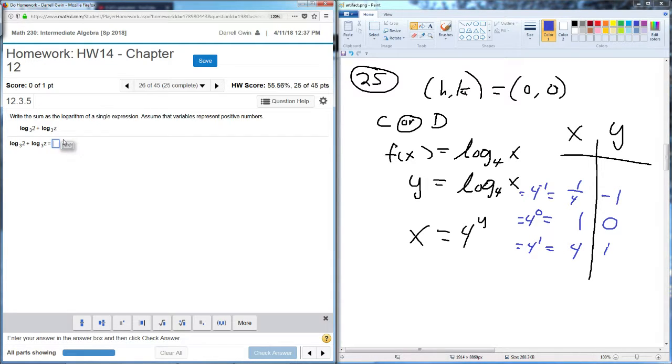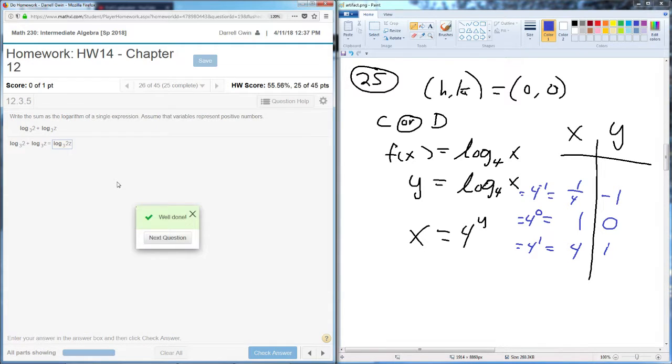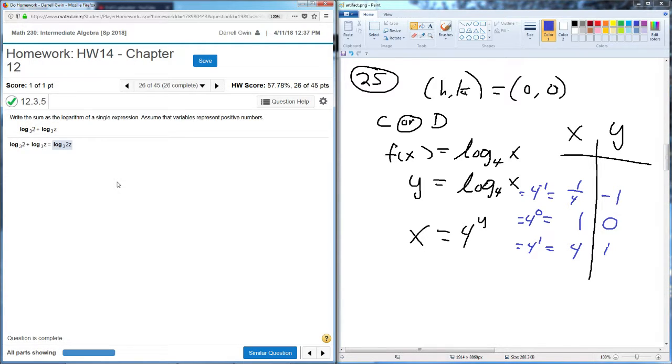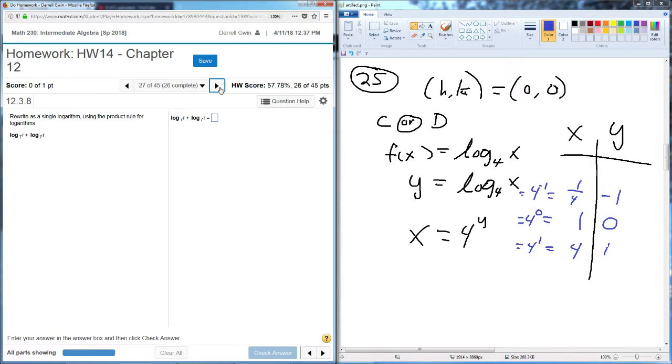Okay. When we do the properties of logarithms, this was the product rule. We're just multiplying. If it's a sum of logs, we just multiply the arguments, 2 times z. I'm pretty sure the next one's going to be a similar problem. Okay, yep, r times r.